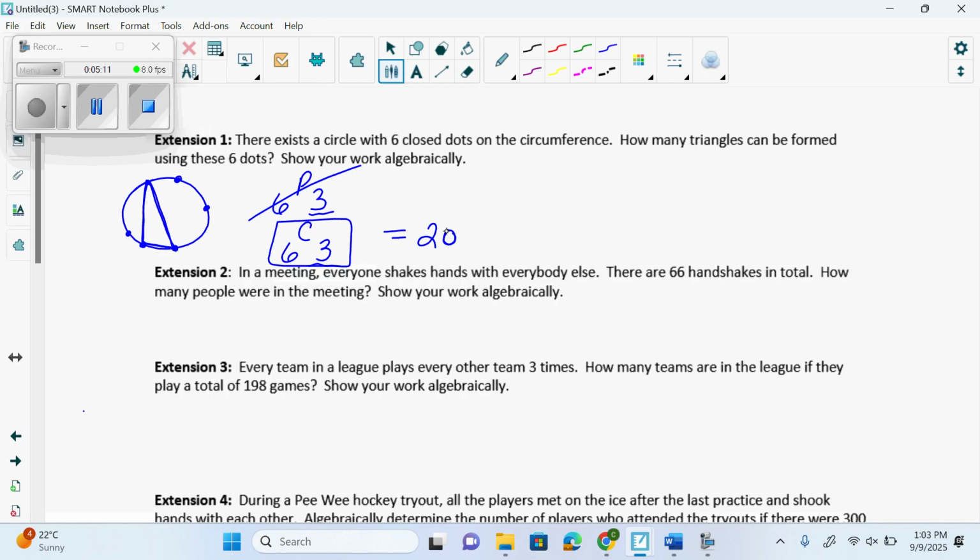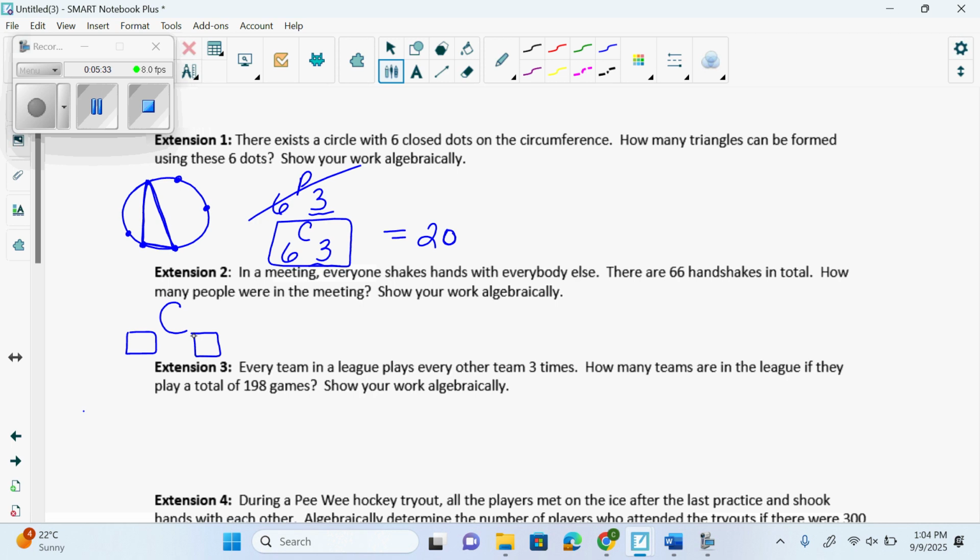Okay. Let's keep this in mind. When we write a C or a P, this is the total number of options I have, correct? This is how many I'm choosing. We agree? So where does the 2 go? First box or second box?